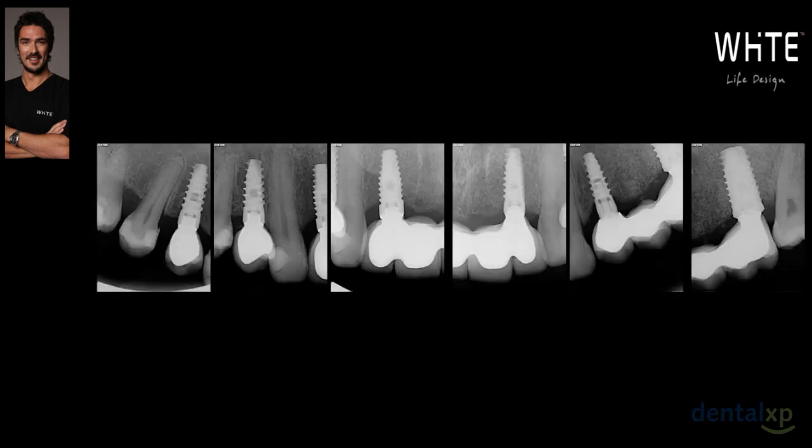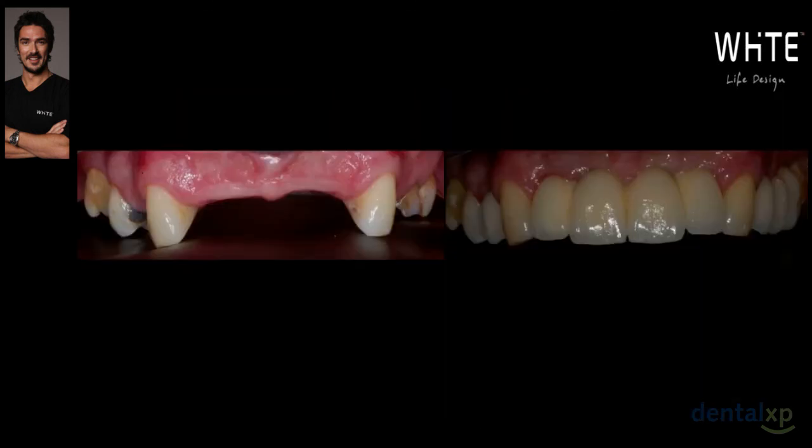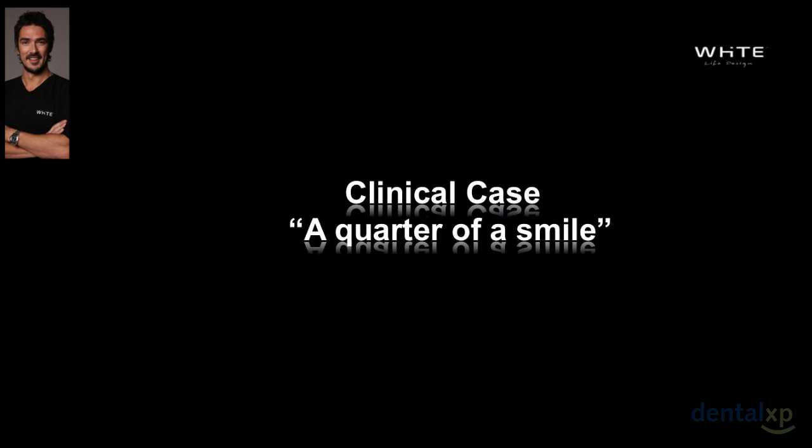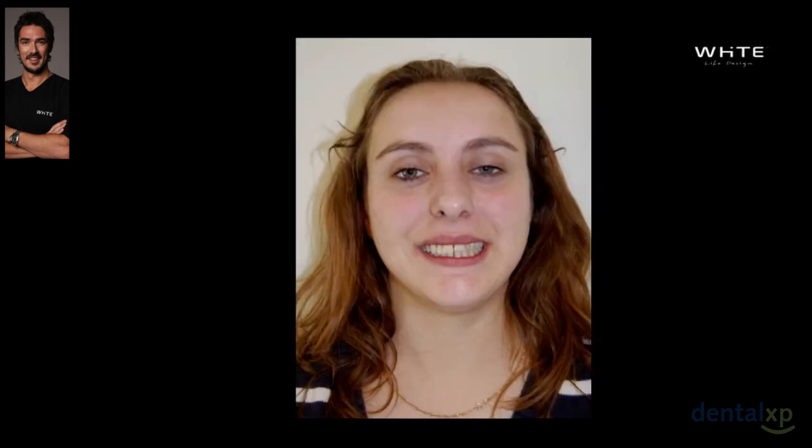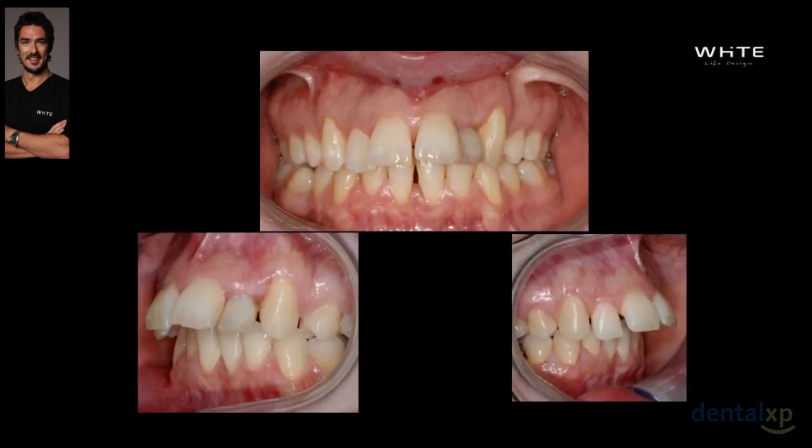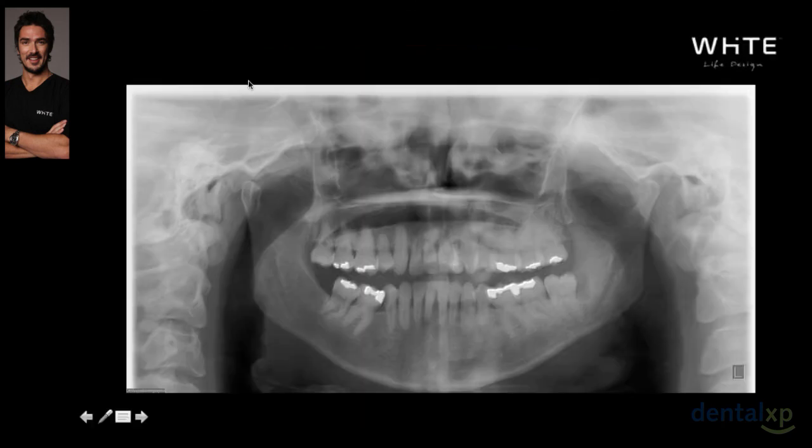And here's the overall outcome. Very stable results. And now, of course, this gentleman wants to do the bottom. Here we have a client who had everything in place, but she'd had orthodontic treatment done, and she also sucked her thumb quite a lot.